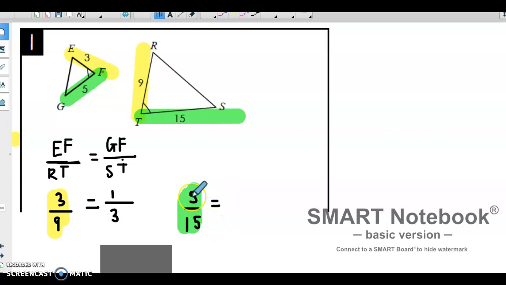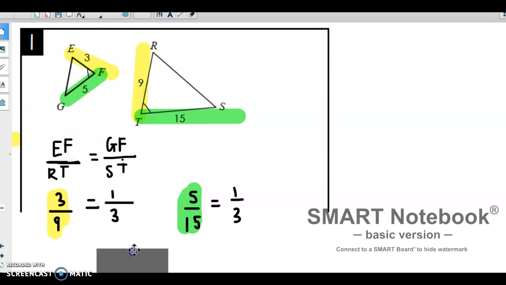Now we have 5 over 15. Again, we need to simplify that. The biggest number that divides evenly into 5 and 15 is 5. So we're going to divide the numerator and the denominator here by 5. So 5 divided by 5 is 1. 15 divided by 5 is 3. So now we see that corresponding sides are proportional.